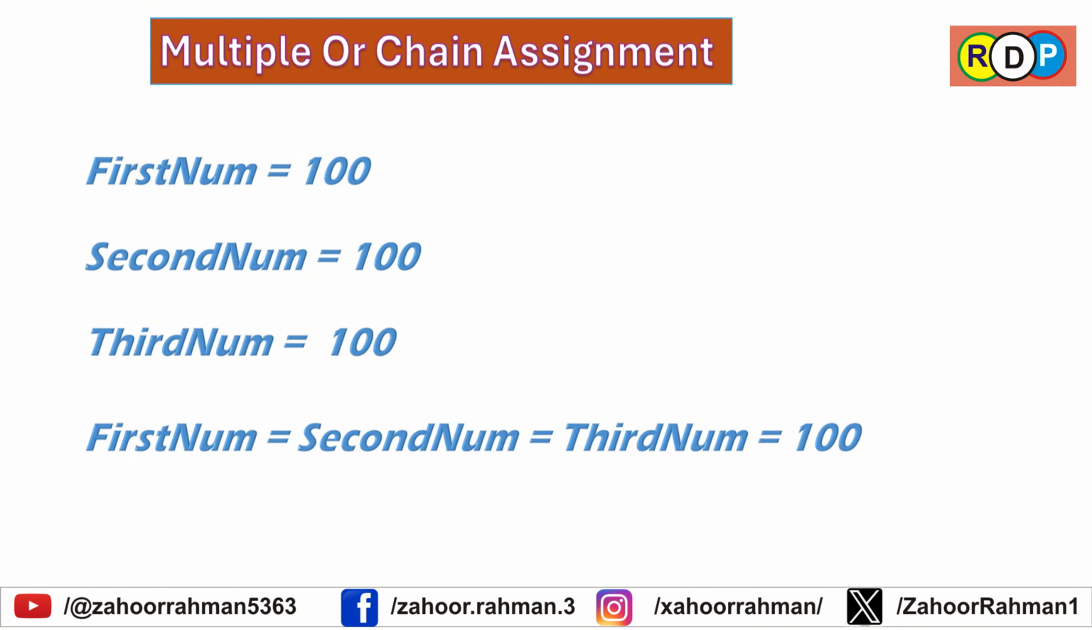And the assignment will be from the right side. Whatever the value at the right side of the assignment operator, that is 100 in this case, will be assigned to num3, and the value of num3 will then be assigned to num2, and the num2 value will be assigned to num1. So these three statements are equal to this one statement.